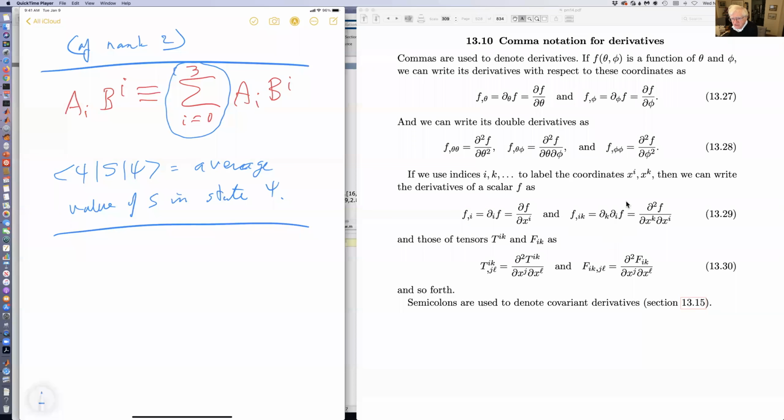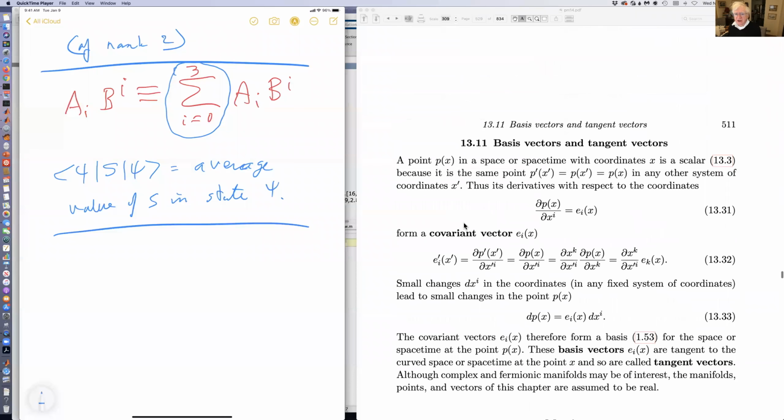So let me give you a little more insight into things. Let's imagine that P of X is a point in space-time with coordinates. So the point P is effectively a scalar because it's the same point in any system of coordinates. Remember, physical objects are things that are independent of our coordinate system.